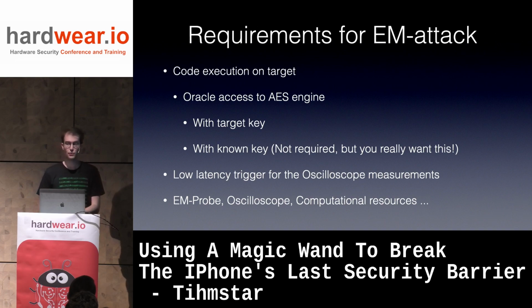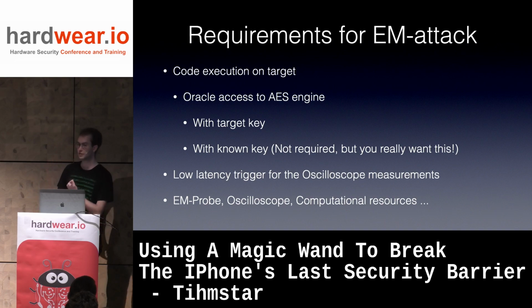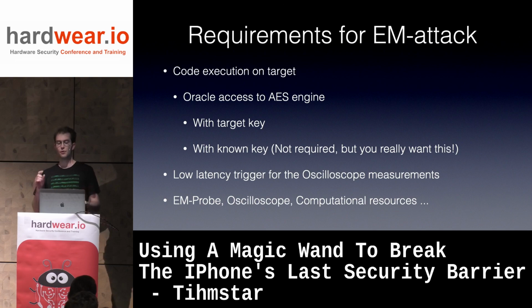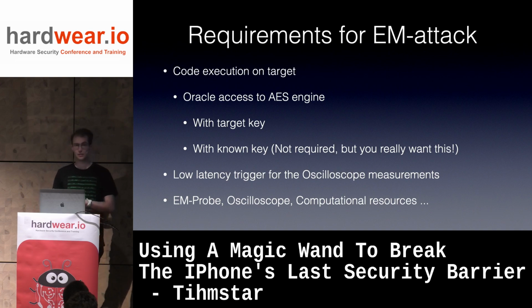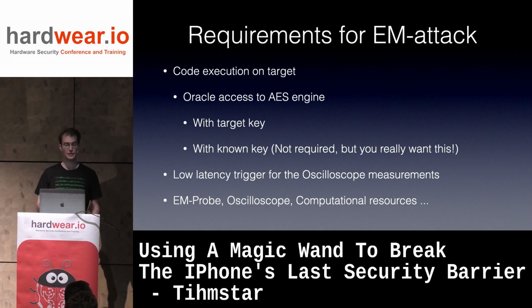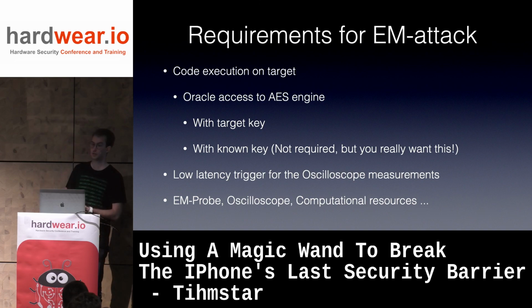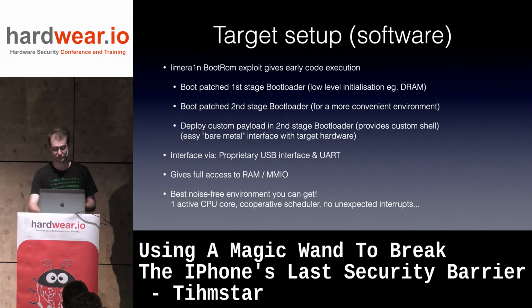So the requirements for the EM attack are, well, code execution on the target. You want to have Oracle access to the AES engine with the target key, obviously. You also want to have Oracle access with a known key. This is technically not required, but you really want to have this if you're targeting an unknown implementation. You want to have a low latency trigger for your oscilloscope measurements. And, well, you need an EM probe, you need an oscilloscope, you need computational resources, and so on.